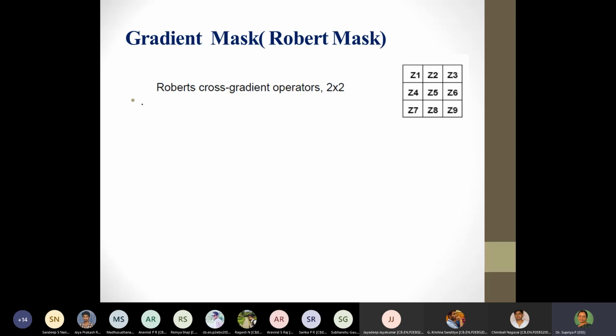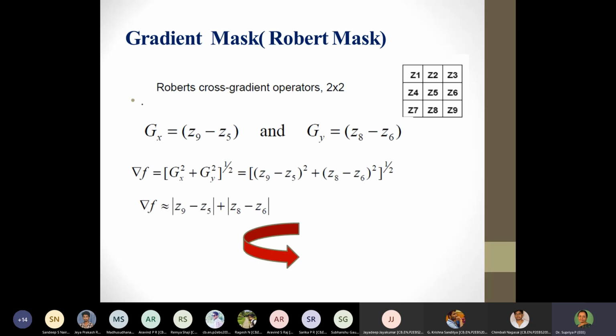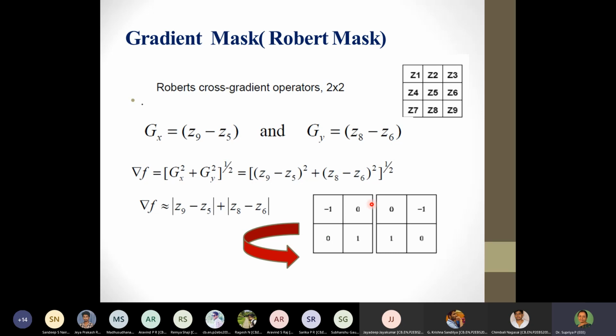So this particular mask we had already considered. The next thing that we need to consider is that with this particular value, the mask that was obtained as a result, we said we could approximate it into this particular form, because Gx is Z9 minus Z5 and Gy is Z8 minus Z6. You would remember yesterday's class we had also considered a mask like this, which was a simple mask. Is it right? But this is a cross gradient. Please note, Roberts mask is a cross gradient mask. As a result, it works like this and like this. That is how you get the Gx as Z9 minus Z5 and Gy as Z8 minus Z6.